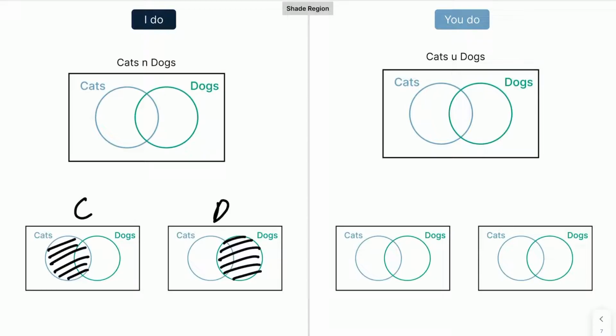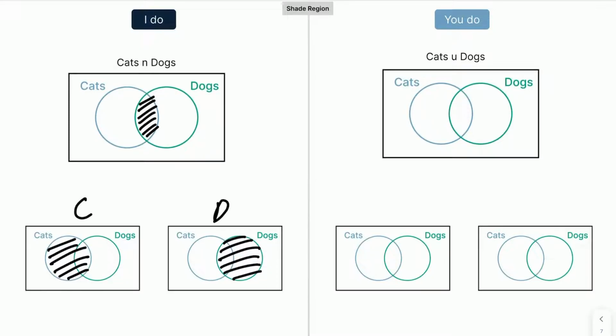Okay, now the question says cats and dogs. So if I now compare these two, I want to look at where they both overlap. So I can see that they both overlap in this bit right here, this bit here, and this bit here overlaps in both of them. So that means my answer is going to be shading this bit in. Okay, so that's what cats and dogs is. So if I now shade that in, that's cats and dogs.